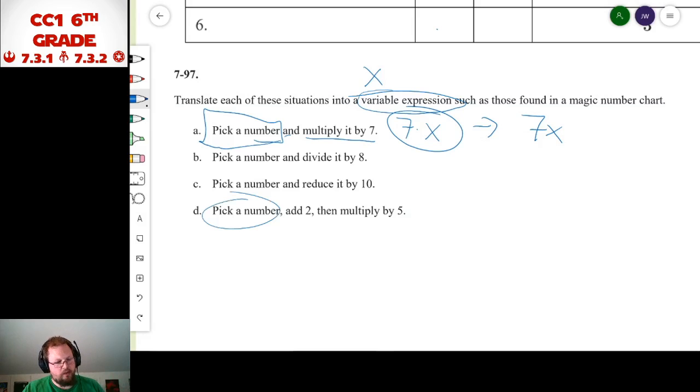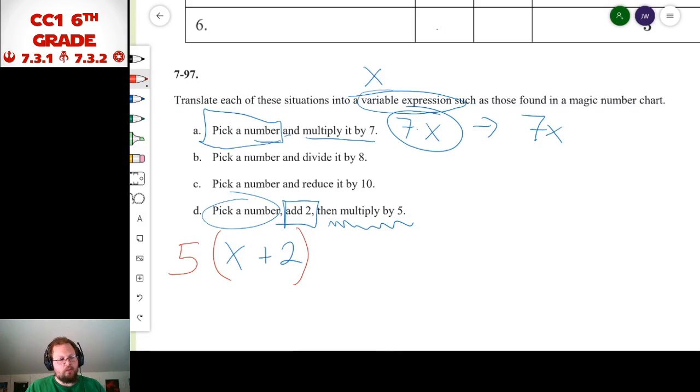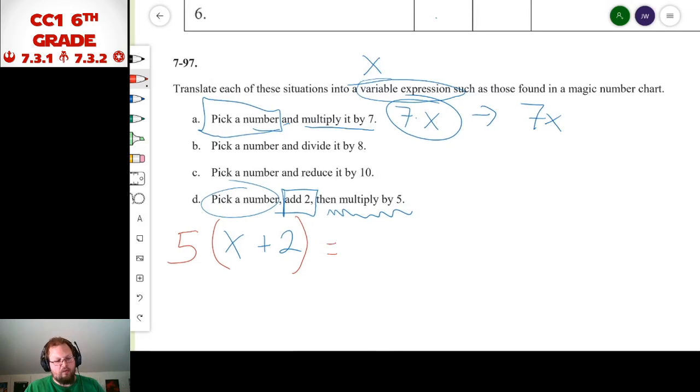This says pick a number. Great, I've picked x. Add 2. Okay, I can do that. And it says then multiply by 5. This is the tricky part. When you multiply by 5, that means to take everything in this problem and put parentheses around it, and then you multiply by 5. You can also write this as 5x plus 10 because it is 5 times x, which is this first value, and then 5 times 2, which is your second value.